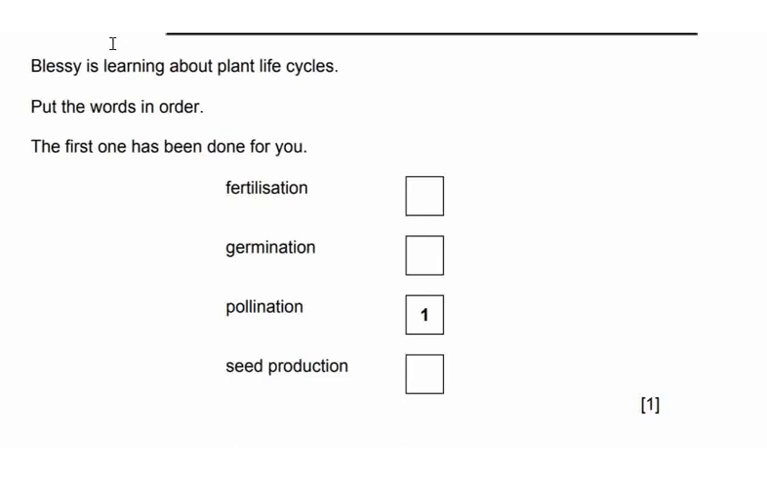Question number 1. Blessy is learning about plant life cycles. Put the words in order. The first one has been done for you. Fertilization, germination, pollination, and seed production. 10 seconds from now.